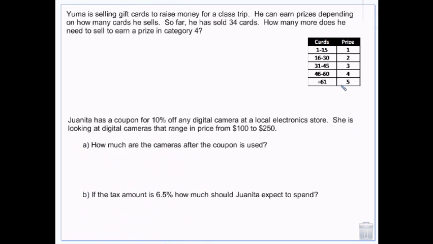Okay, so we've got Yuma is selling gift cards to raise money for a class trip, and he wants to earn prizes, and he has 34 cards, and he wants to earn a prize in category 4, so that's this category. So we need 46 to 60. Well, he has 34, so we want to know how many more does he need, and he has to have at least 46, but at most 60.